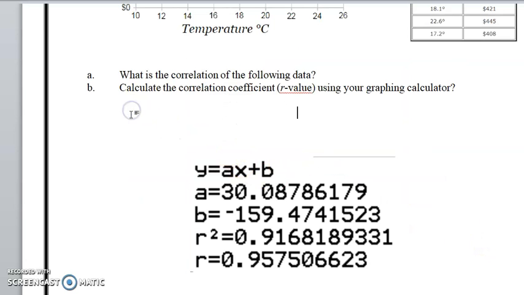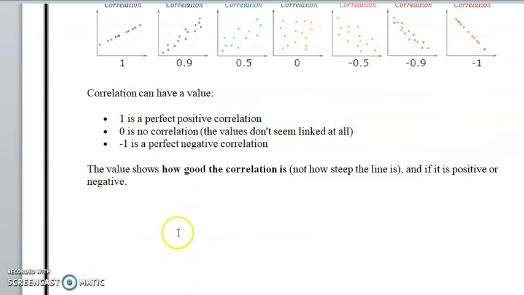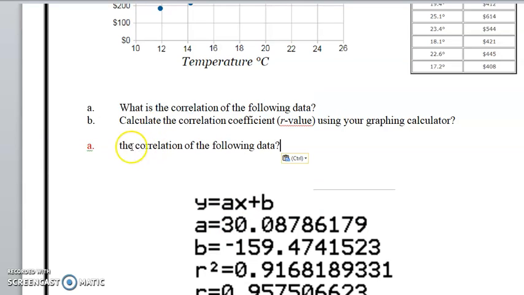All right. So we'll answer the questions for A and B. So A, what is the correlation of the following data? You can see here from above, right, we would have the high positive correlation. So what is the correlation of the following data? The correlation of the following data is high positive correlation.